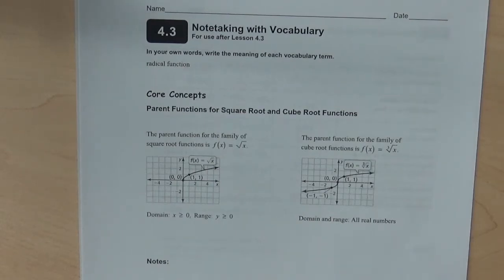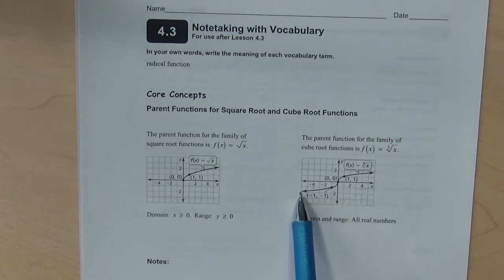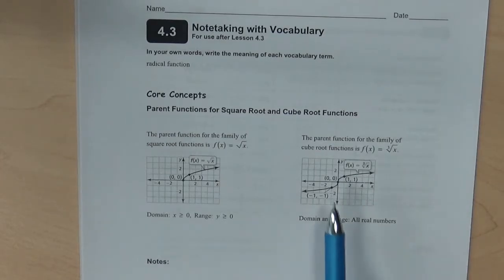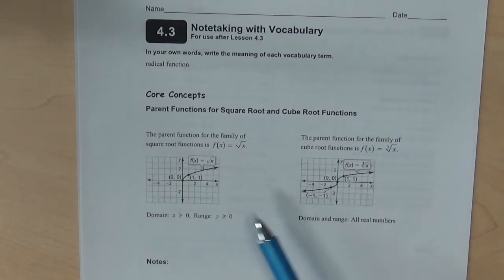And then over here, the parent function for the family of cube root functions has this shape. This time it looks like the top of a parabola on the right side, and then the bottom of the parabola on the left side, so it gives us this sort of squiggle shape. This time domain and range are all real numbers, because the graph would go up forever, down forever, left forever, right forever.